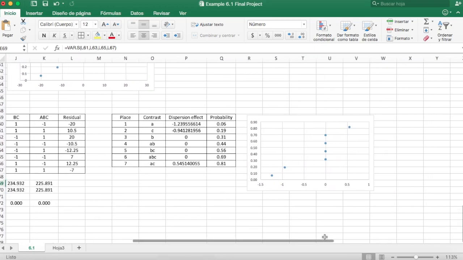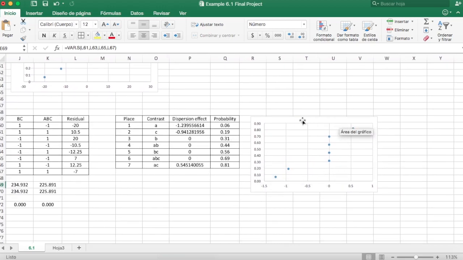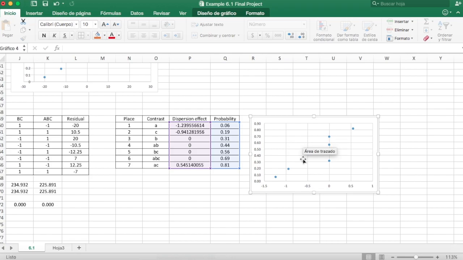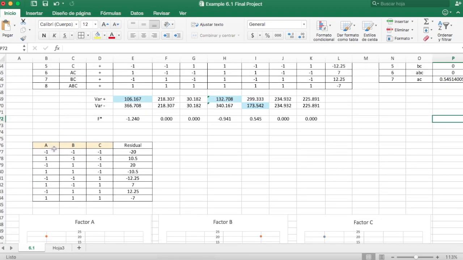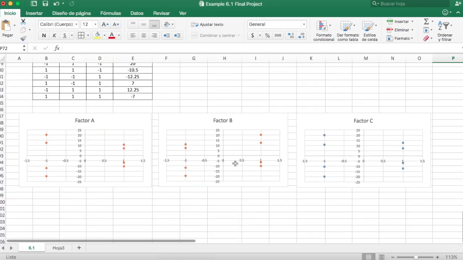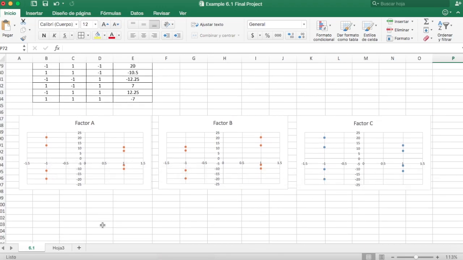After that, we make a dispersion effect chart. We graph it, and here we can clearly see that AC has a dispersion effect. So we graph A, B, and C, and here we have the effects. You can see that there is more dispersion on the negative one than on the positive one.